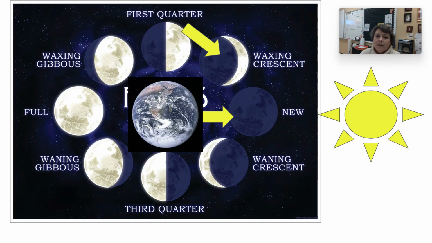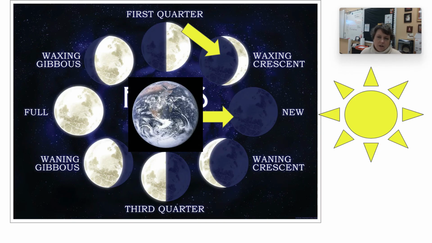Waxing means getting bigger, and waning means getting smaller. So what's happening here is that we are going in this circle and we're going from a new moon, where we're just going to say there's no moon. We're getting a little bit bigger, a little bit bigger, a little bit bigger until we're full. We're waxing this whole time. And then we get a little bit smaller, a little bit smaller, and a little bit smaller until we're at a new moon again. Okay? So that's what the waxing is and the waning.